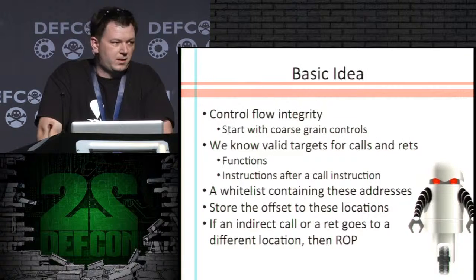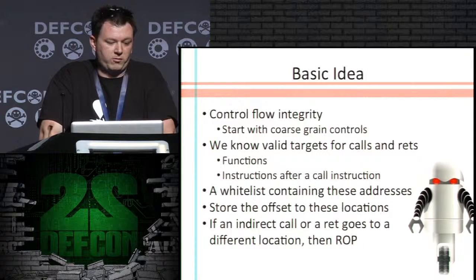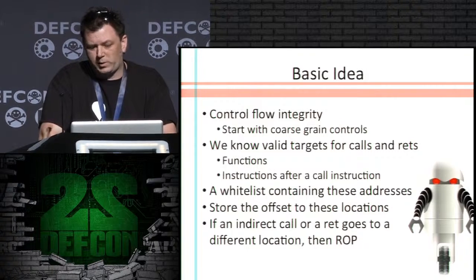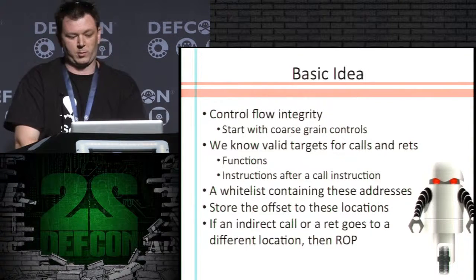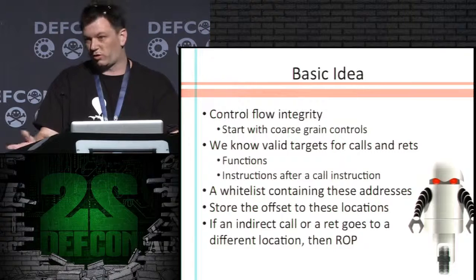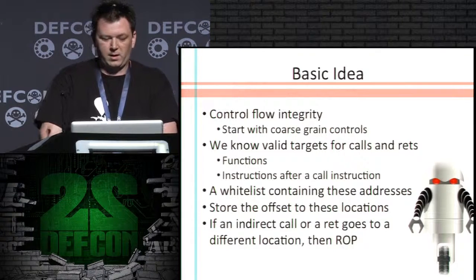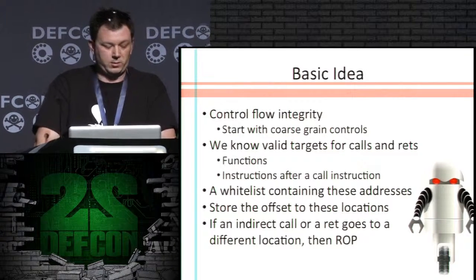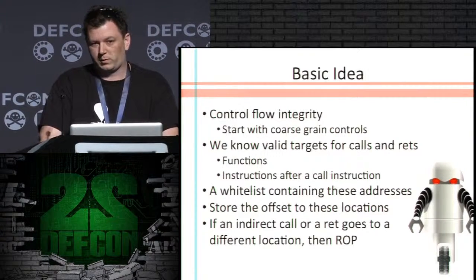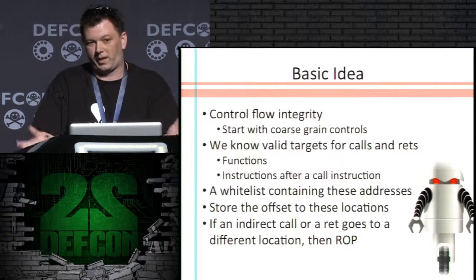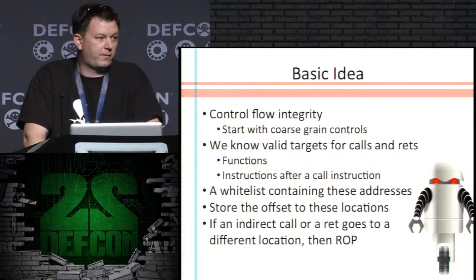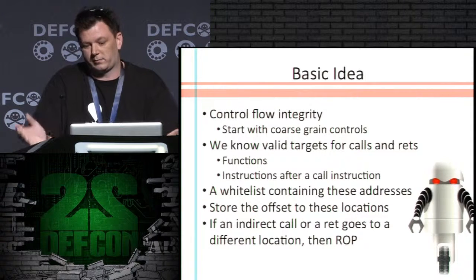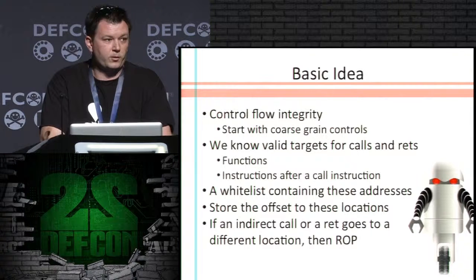So the basic idea here is we're going to enforce some control flow integrity. We're starting with just coarse-grain controls. We know where your calls and returns are supposed to go: the functions, instructions after call instructions, things like that. So we want to create a whitelist of these addresses, and then we want to store the offsets to these because DLLs are loaded and ASLR exists now. Then if an indirect call or a return doesn't go to one of these addresses, we go, hey, this is a ROP.